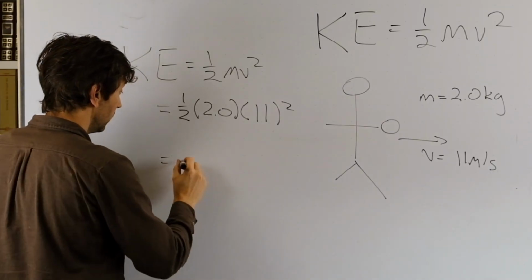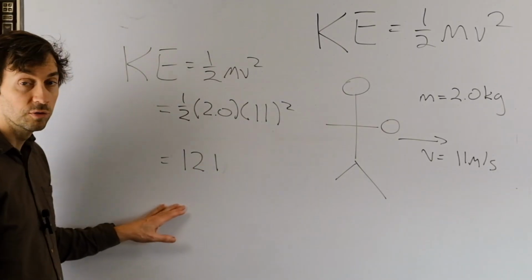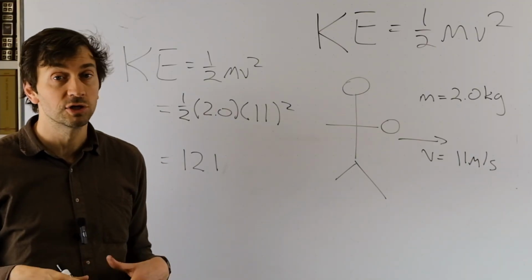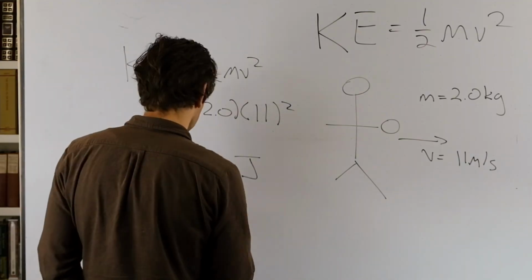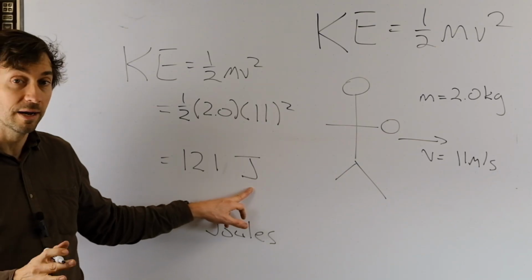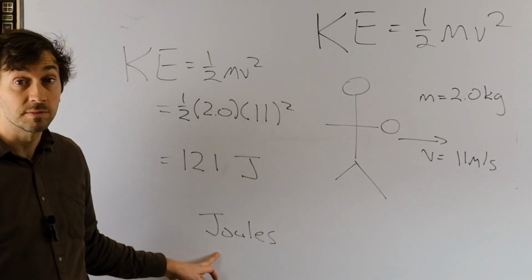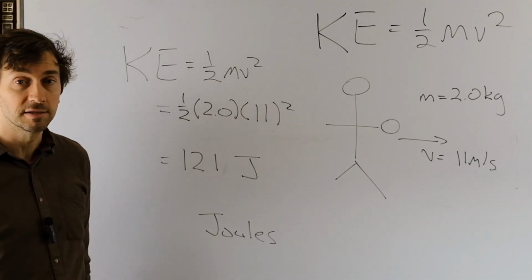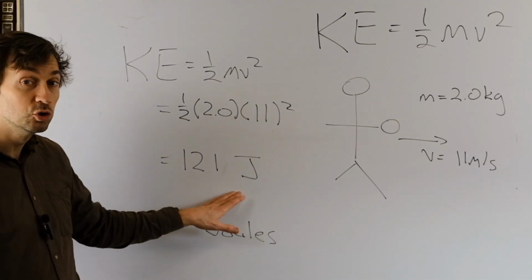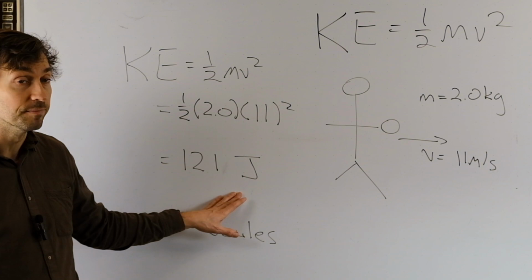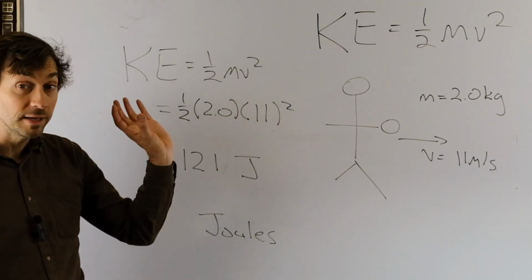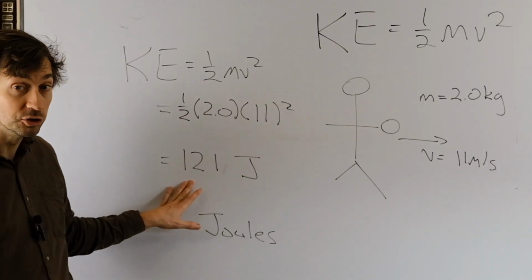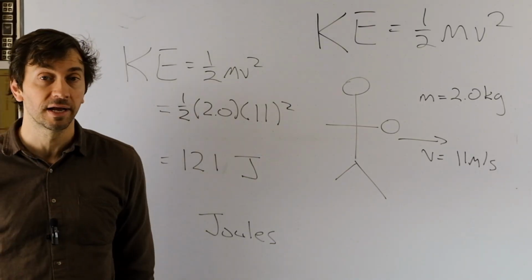And we get, so those numbers give us 121. The units for energy is called joules. So normally we just write a big J. It comes from some French guy's name. Joule was his name. He was some scientist that did some stuff. So joules are named in honor of him. So this ball being thrown has a kinetic energy of 121 joules. So that's the idea of kinetic energy.